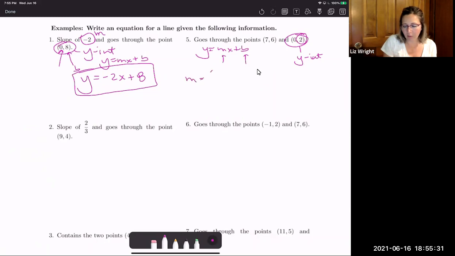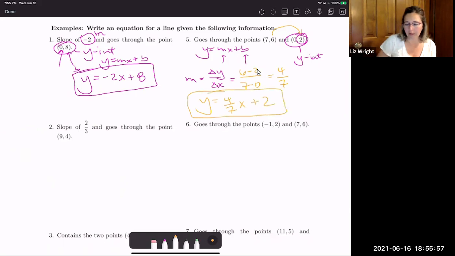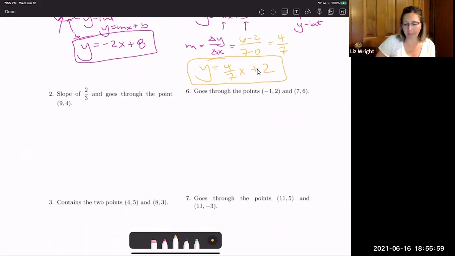So m equals our change in y over change in x. So I'm going to do 6 minus 2 all over 7 minus 0. So it's going to give me 4/7. So then I'm going to get y equals 4/7 x, and then my y-intercept is +2. And that's your answer for that one.